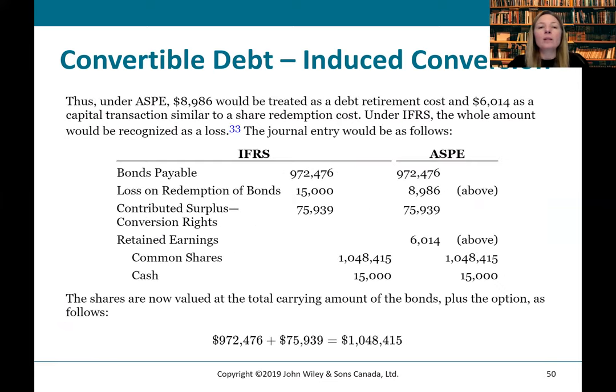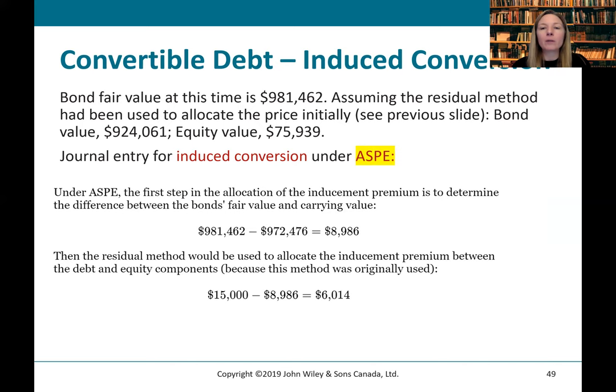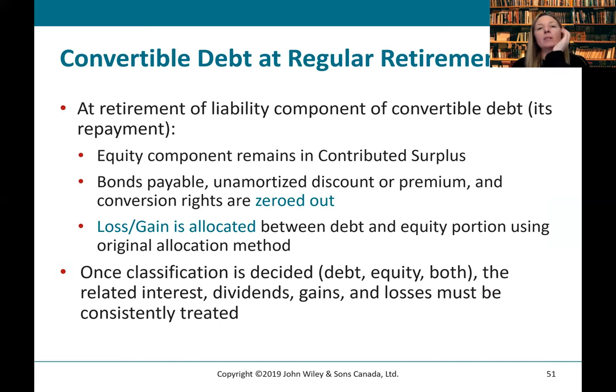Okay, so we already went through these entries. Okay, so convertible debt at regular retirement. At retirement of the liability component of convertible debt, we need to figure out how we're going to measure it. So the equity component will remain in contributed surplus. Bonds payable, the unamortized premium or discount are zeroed out. And the gain or loss is allocated between the debt and the equity portion using the original method. Once classification is decided, the related interest, dividends, gains, and losses must be consistently treated.